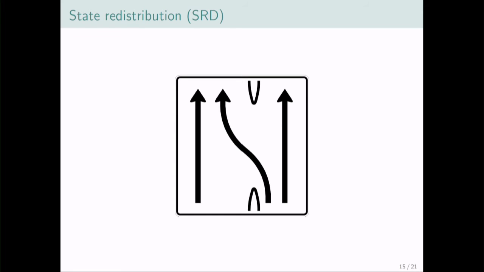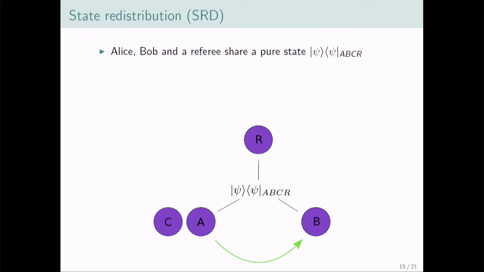Okay, so let me quickly introduce the task of quantum state redistribution, because that's what we will need for characterizing conditional erasure of correlations. So this is a task where we have two players, Alice and Bob, and a referee R. Alice has two quantum systems, C and A. Bob has a quantum system B, and the referee has his quantum system R. And the global state is pure.